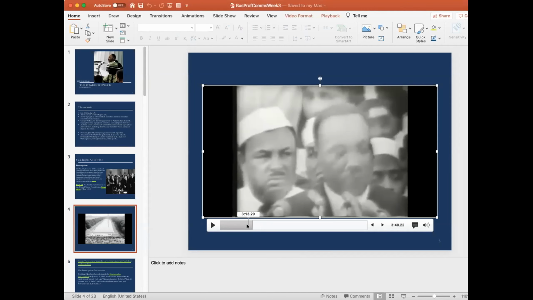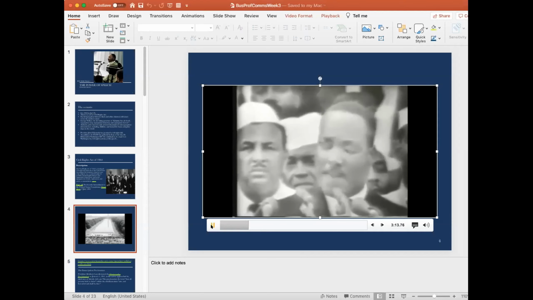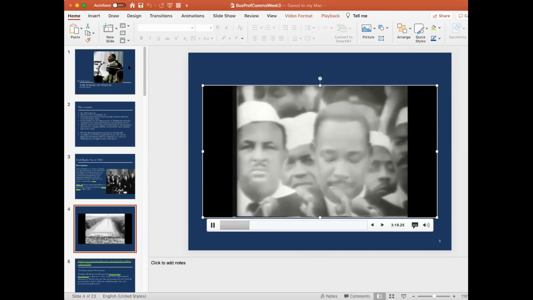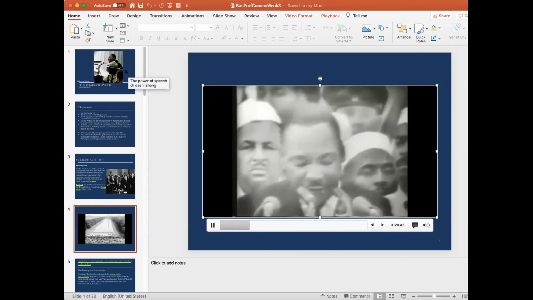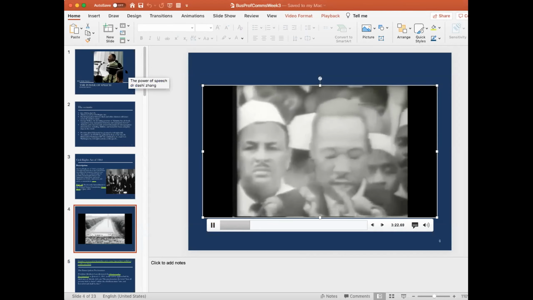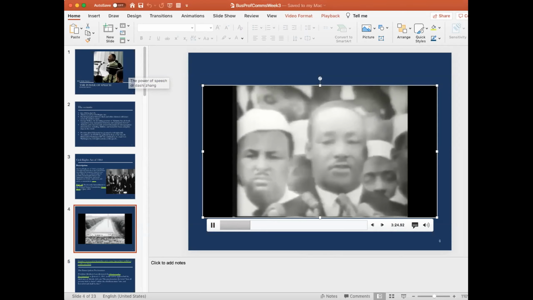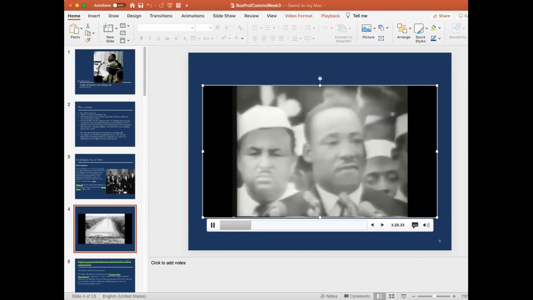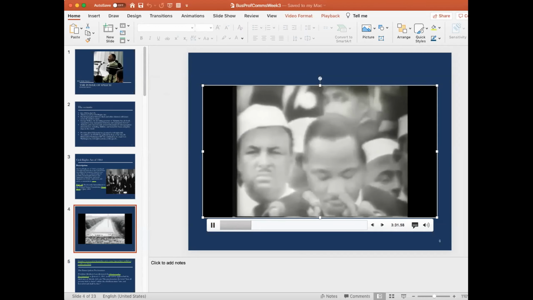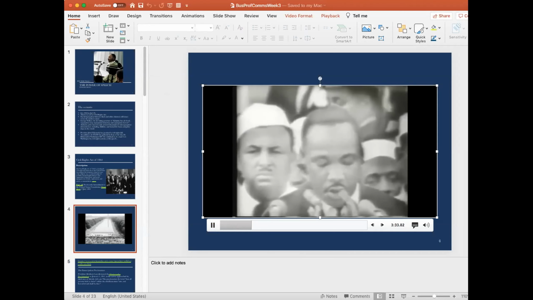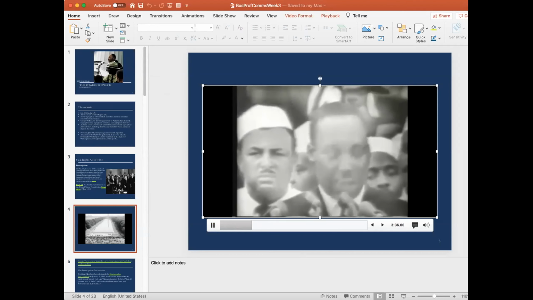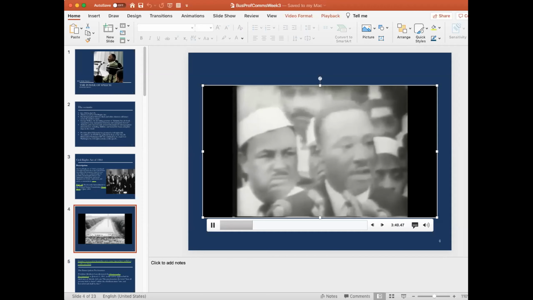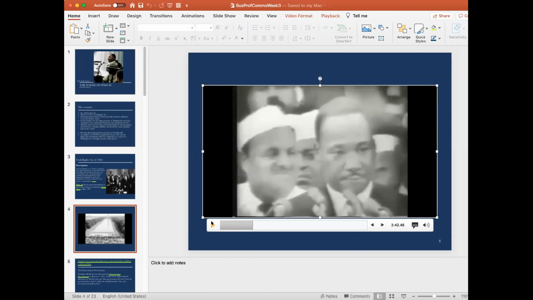Let me hear it again. In the pursuit of happiness, it is obvious today that America has defaulted on this promissory note insofar as her citizens of color are concerned. Instead of honoring this sacred obligation, America has given the Negro people a bad check, a check which has come back marked insufficient funds.